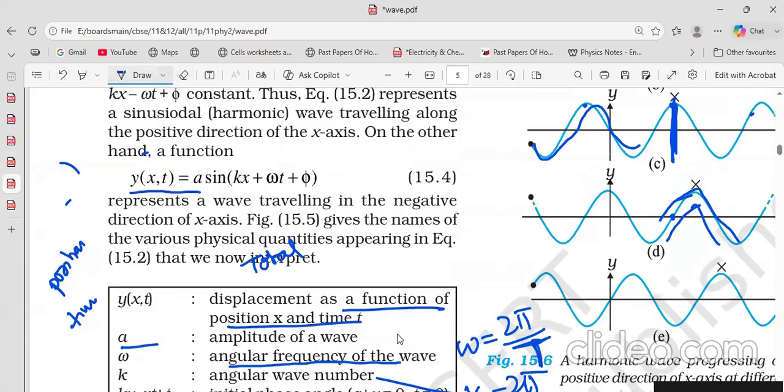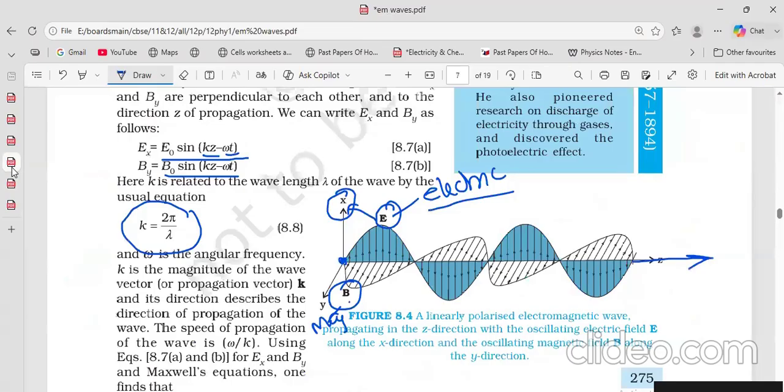This is the equation, and E is the electric field, and here it will be the amplitude of the electric vector. The remaining is the same, but in this case he's taking that it is moving in the z direction. So instead of x there, he's taking z here.